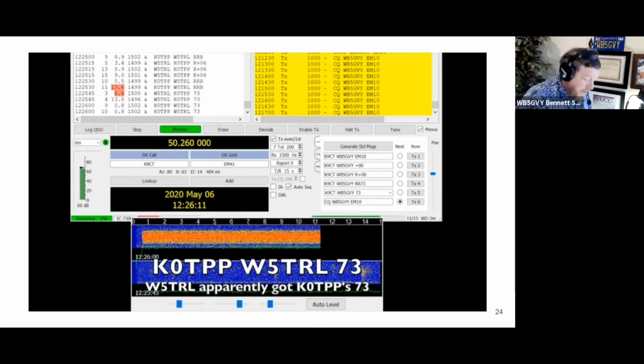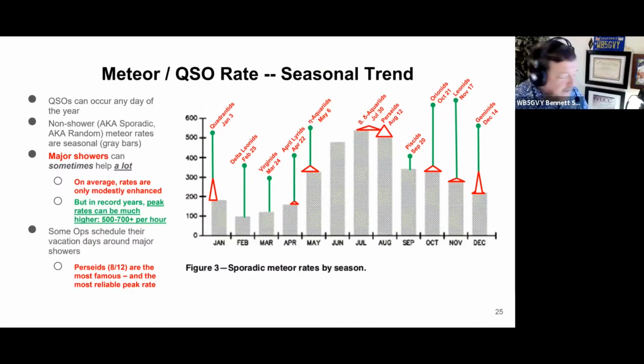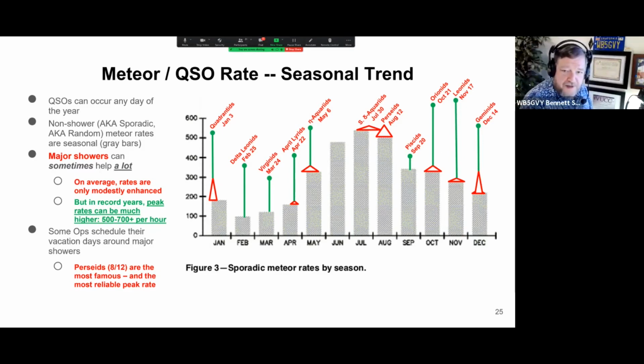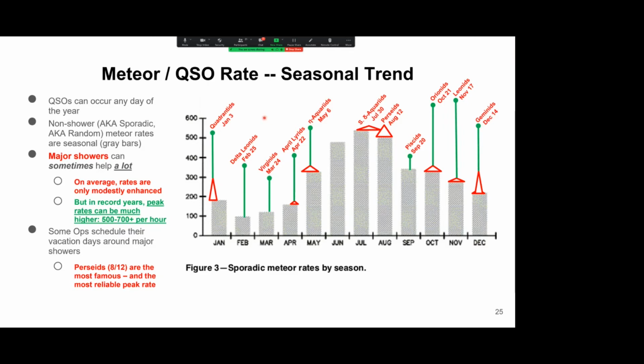All right. So there you have it. That's what a meteor scatter QSO looks like and sounds like. Hopefully the audio got through on that. Yes, okay, it did. All right, good.